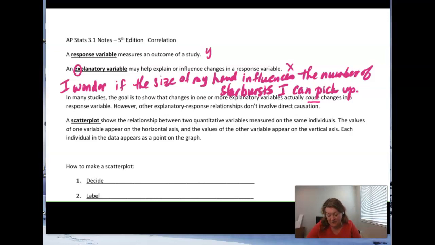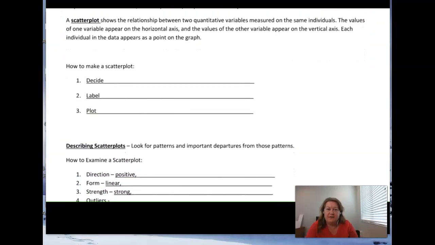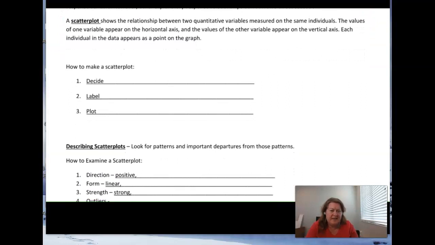Okay, so we're going to create a scatter plot. A scatter plot is just your usual graph, a coordinate plane, except for stats we usually tend to stay in the positive zone, so in quadrant 1. And it's the relationship between two quantitative variables. This is really important. Quantitative means they have to be number type variables.